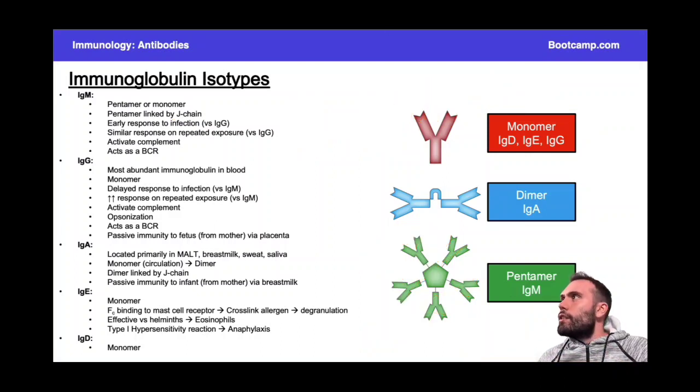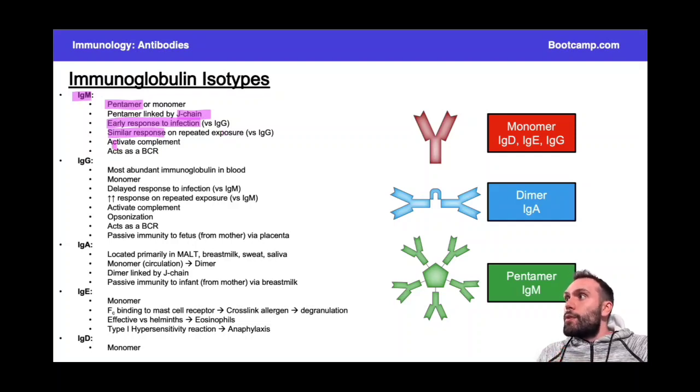Okay, just cleaning things up here, let's recap some of this. IgM usually refers to the pentameric structure. We said 10 binding sites linked by a J chain. It's an early response to infection, which we talked about in the last video, where that primary response is going to come out as IgM initially. And when we have repeated exposures, we have a similar response in the antibody serum concentration of IgM. We talked about that in the last video, so go back and check that out.